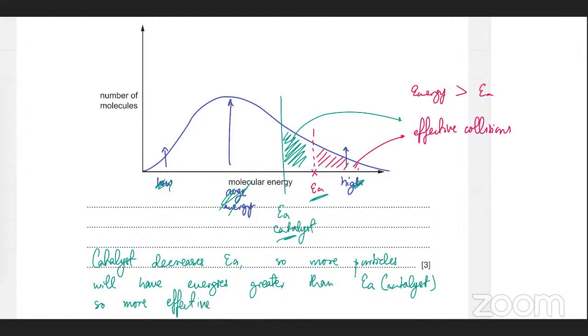Yes, sir. Sir, shouldn't we draw another curve as well for the catalyst one? Even though we have marked the axis. No, there's just going to be one curve. The curve would only change if you change temperature.